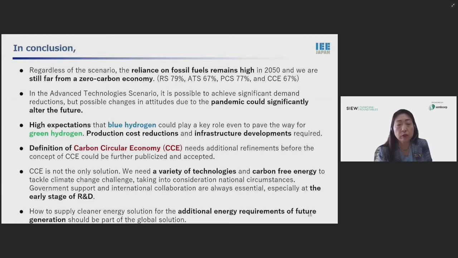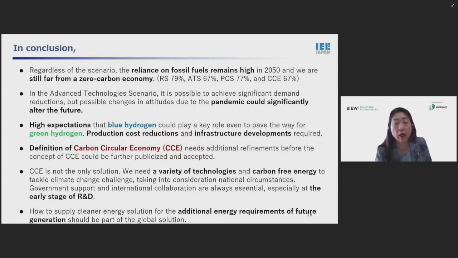In conclusion, regardless of the scenario, the reliance on fossil fuels remain high in 2050, and we are still far from a zero carbon economy. In the advanced technology scenario, it is possible to achieve significant demand reductions, but possible changes in attitudes due to pandemic could significantly alter the future. High expectations that blue hydrogen could play a key role even to pave the way for green hydrogen, generated from the renewables. Production cost reductions and infrastructure developments required.